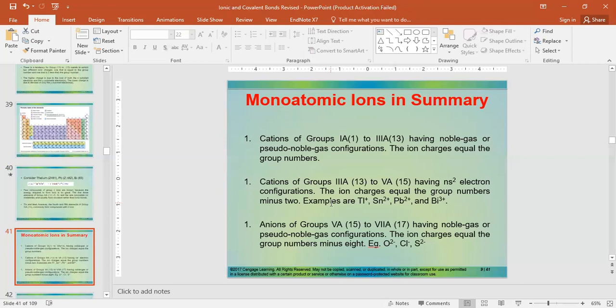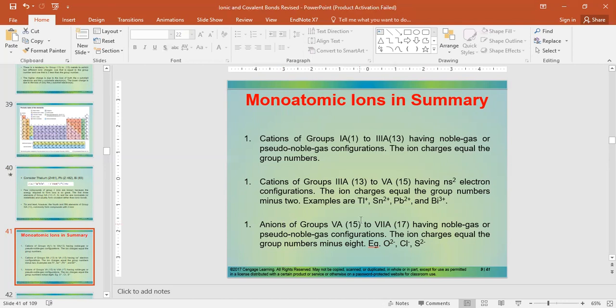This is because it has only lost the electrons in the p subshell, and the electrons in the ns subshell have not been lost. And examples are, for example, we have thallium, we have tin, we have lead and bismuth. All these are going to be -2 because they have only lost the electrons in their p suborbital.